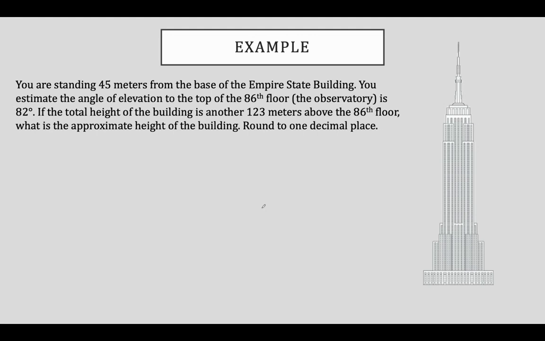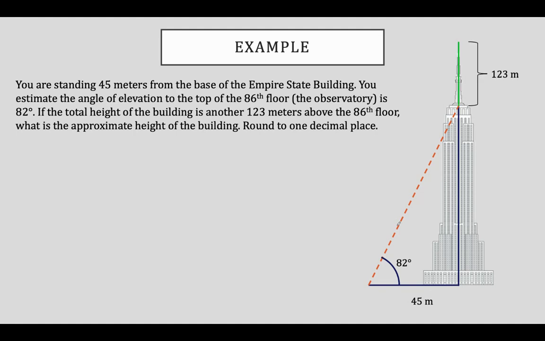All right, so again, always want to start off by drawing a picture. Here we are, we're standing down here on the ground, up to the 86th floor where our observatory is. We are 45 meters from the Empire State Building. That would be the bottom portion of this right triangle that we have generated. And we also know that the angle of elevation, from the horizontal up to whatever we are looking at, is 82 degrees. And we know that the building is 123 meters taller than our 86th floor.